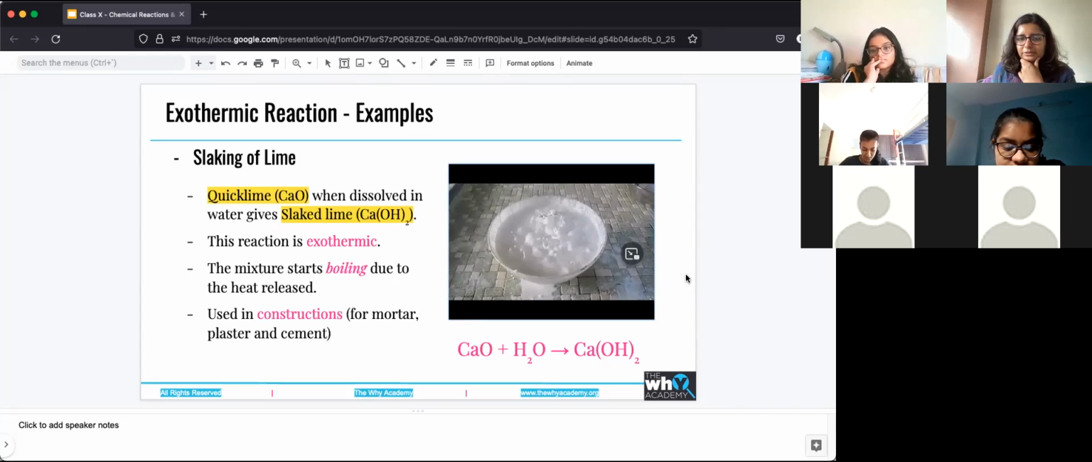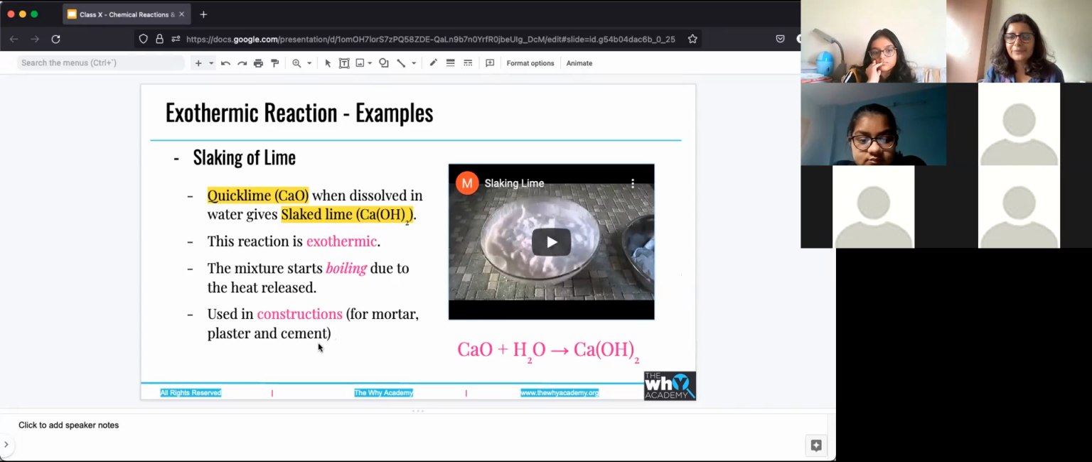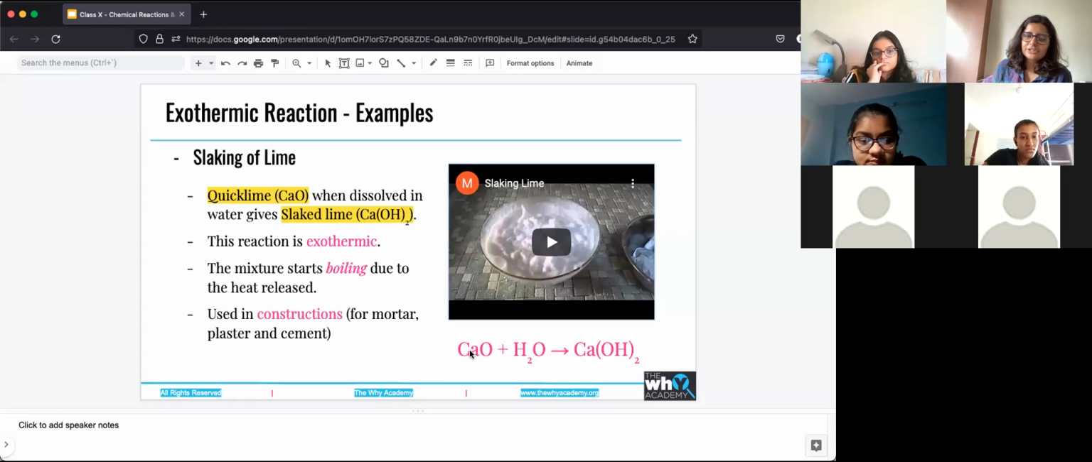So this sort of trivia is important because when you're asked a question, it'll be like a compound X, which is typically used in construction or in whitewashing. When dissolved in water, it's an exothermic reaction and gives another compound Y, and then they'll continue like that. These are hints for you to identify compound X. So this is the equation: calcium oxide, quicklime, plus water gives calcium hydroxide, slaked lime or lime water.